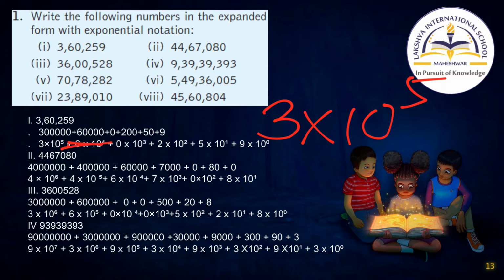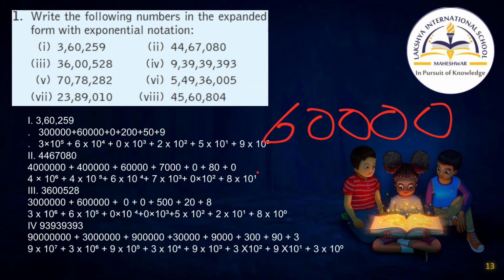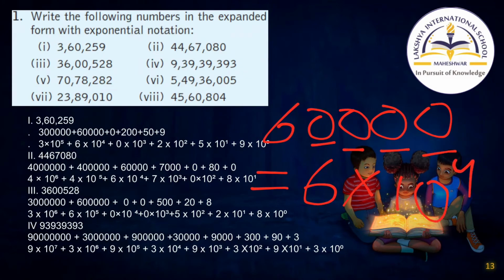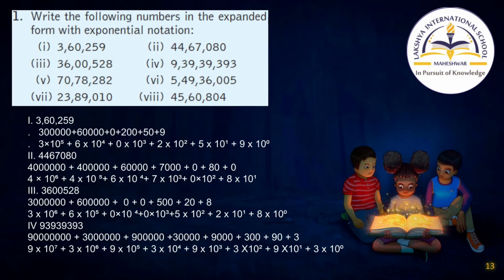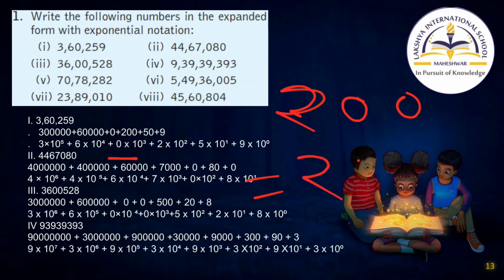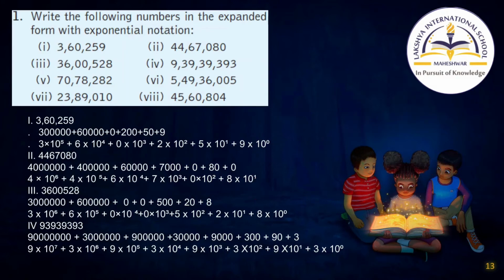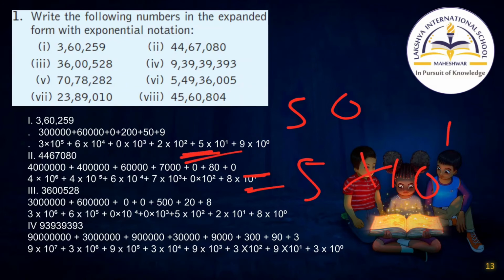Now here 60,000. For 60,000 we will write 6 into, now how many zeros are there? 1, 2, 3, 4. 10 to the power 4. Like this. 0, so we don't write. Now 200. For 200, how we can write? 2 into 10 to the power, how many 0? 2. So this one. Now 50, how we can write 50? 5 into 10 to the power 1, we will get 50. So we will write this one.